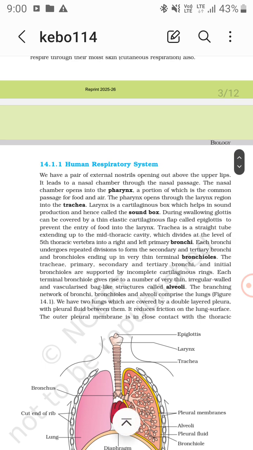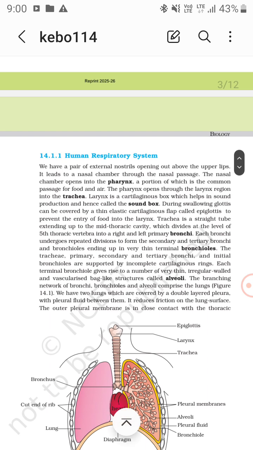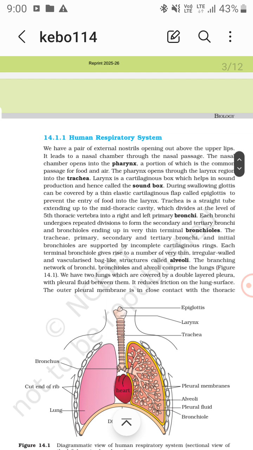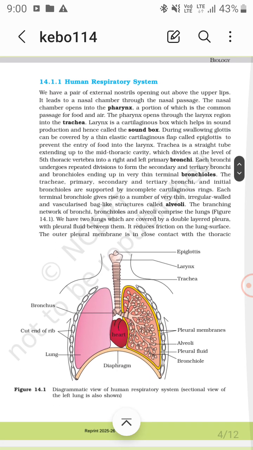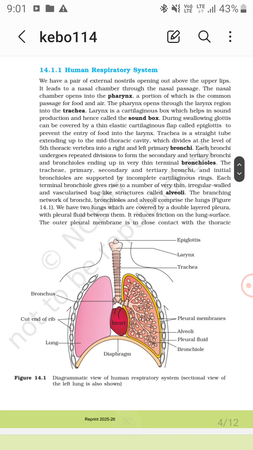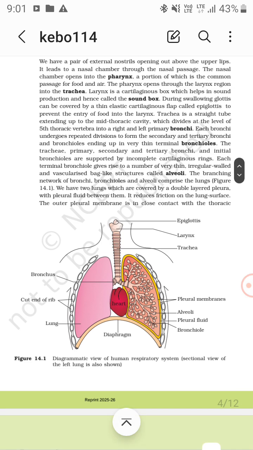Okay, so each bronchus undergoes repeated divisions to form the secondary and tertiary bronchi and bronchioles, ending up in alveoli. The trachea, primary, secondary, tertiary bronchi and initial bronchioles are supported by incomplete cartilaginous rings. Now the epiglottis covers the larynx. Okay, the epiglottis is an elastic cartilaginous flap.